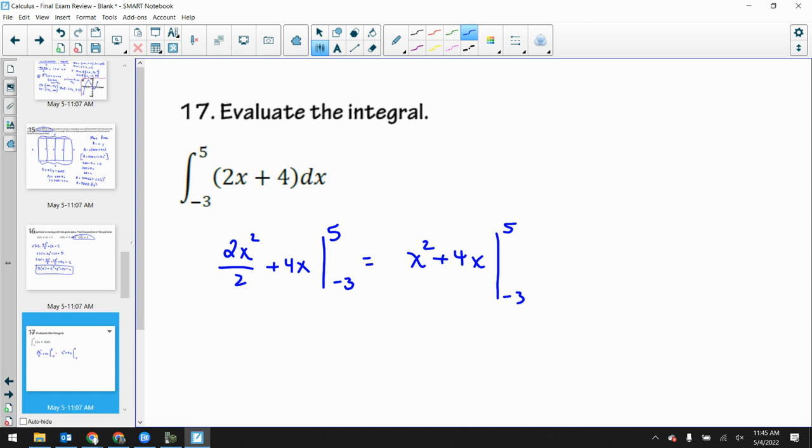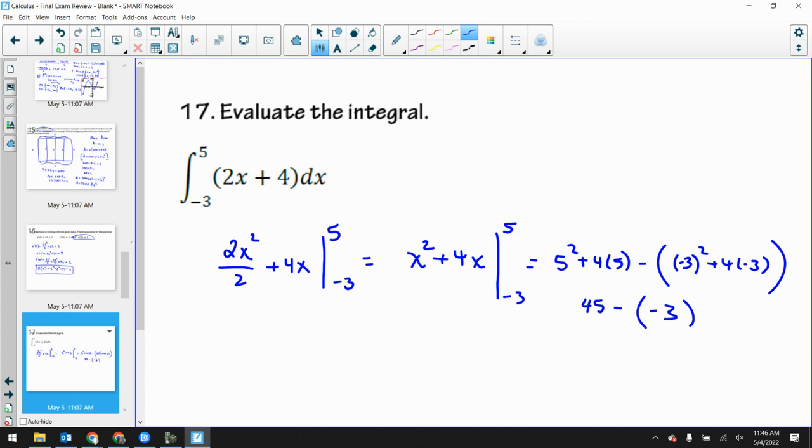Top minus bottom. We've got 5 squared plus 4 times 5 minus the entirety of negative 3 squared plus 4 times negative 3. All right, 5 squared plus 4 times 5. That's 25 plus 20, so 45, minus 9 minus 12, so negative 3. So 45 plus 3 is 48.